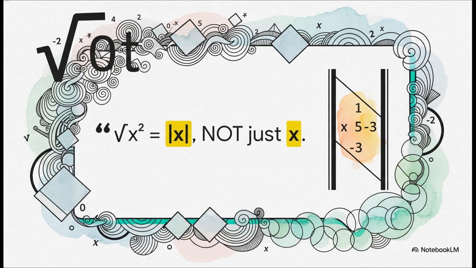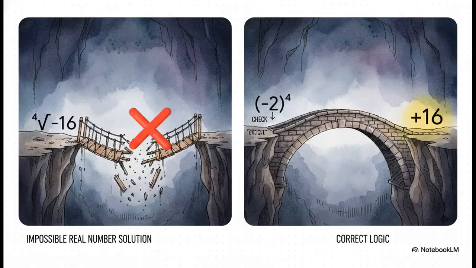Remember that square root symbol always means the principal or positive root. Those absolute value bars make sure that's what you get. And the other huge trap is trying to solve for the even root of a negative. I get it. It feels like the fourth root of negative 16 should be negative 2. It just seems logical. But if you actually check your work, negative 2 to the fourth power is positive 16, not negative 16. There is no real number that you can multiply by itself an even number of times and get a negative result. It's impossible.